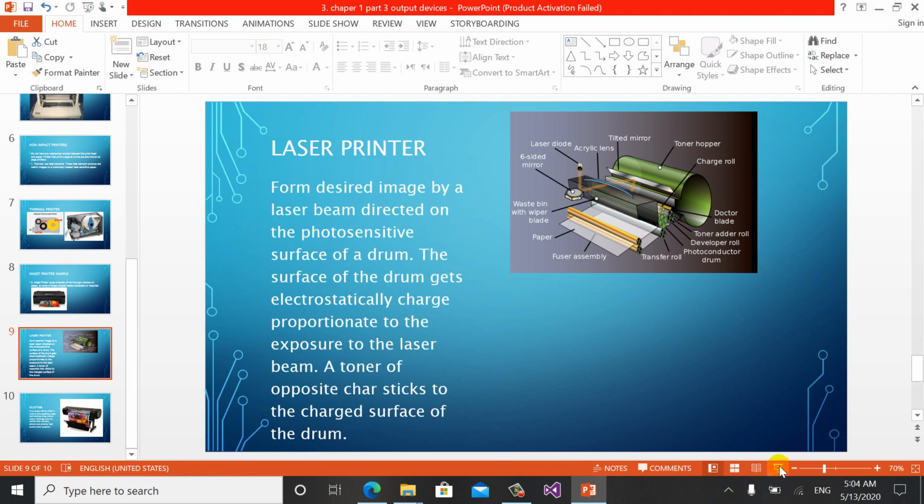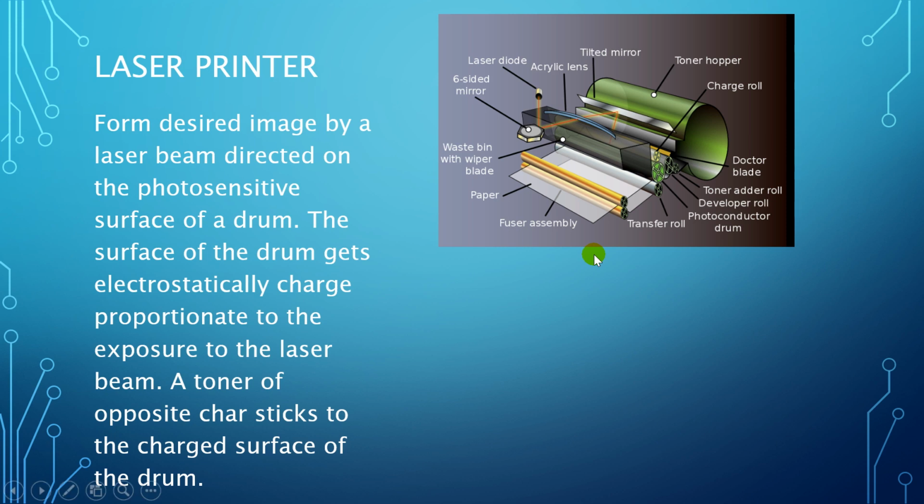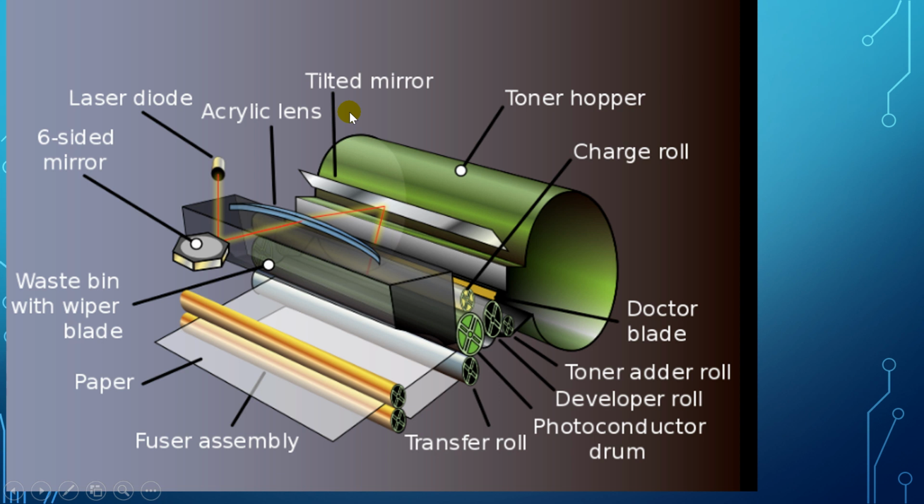Let's talk about this, and I should make it bigger here. Okay, I made it big so you can see better. For example, this is a laser printer. You can see it's a laser. It has a reflection between these devices, I mean, like a mirror, then it affects directly on this photoconductor drum. It's a drum, so when we insert the paper, it goes like this.